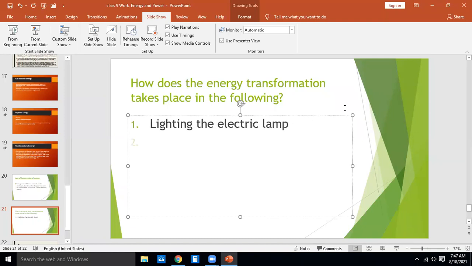Look here. First of all, you need to know, lighting of an electric lamp. Can you tell me which form of energy is changed into which one? The electric lamp is lightened. It means it is glowing. Electric energy into heat energy or electric energy into light energy. Very good, but not the correct answer. Electrical energy to heat energy, electrical energy to light energy, is not sufficient for class 9. Anybody can try again.